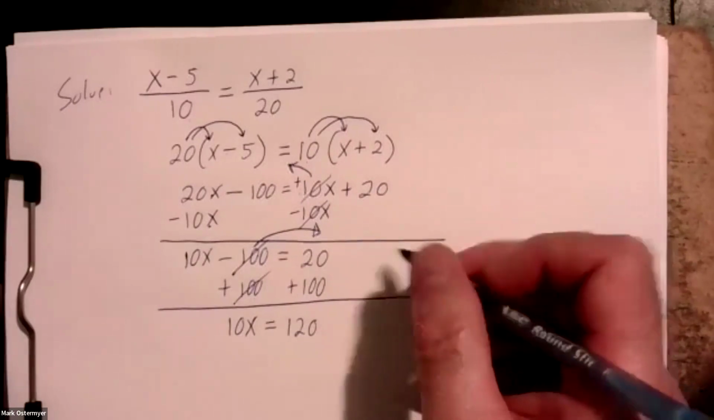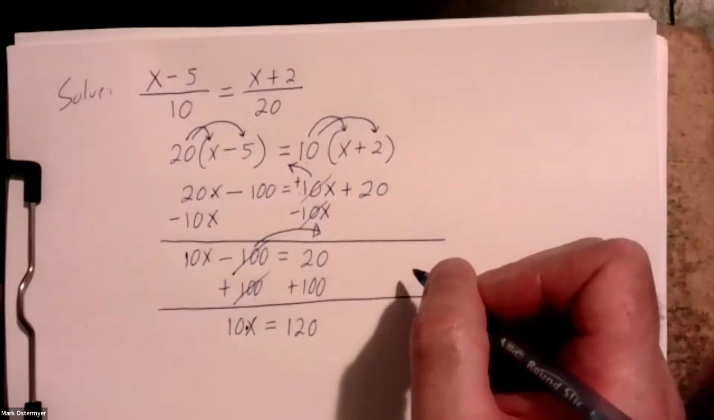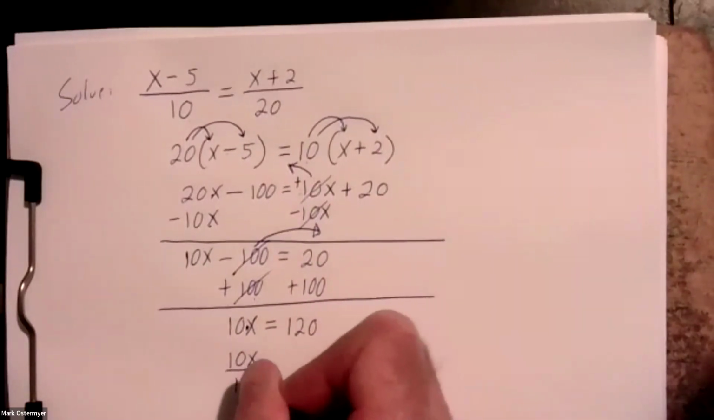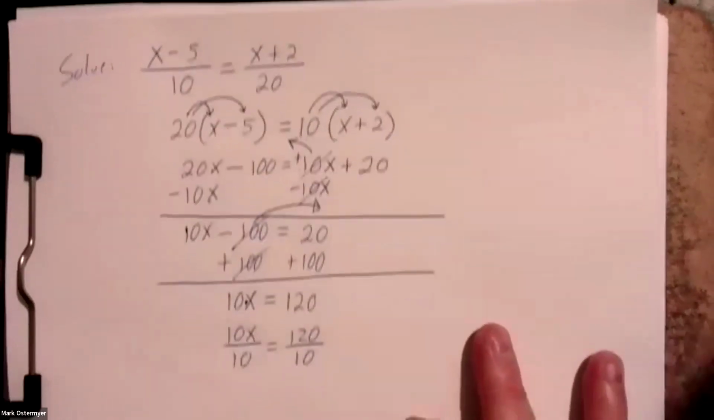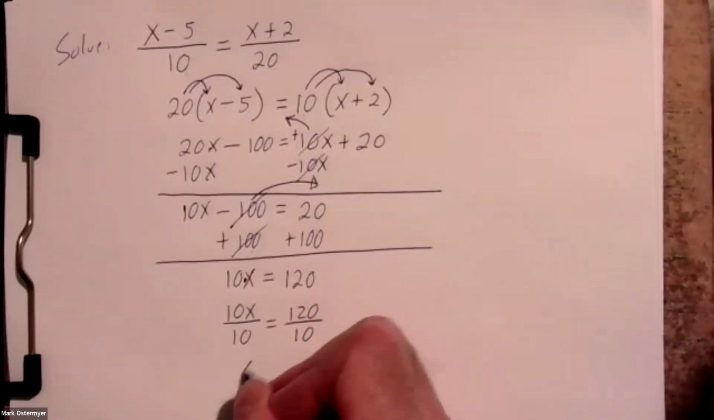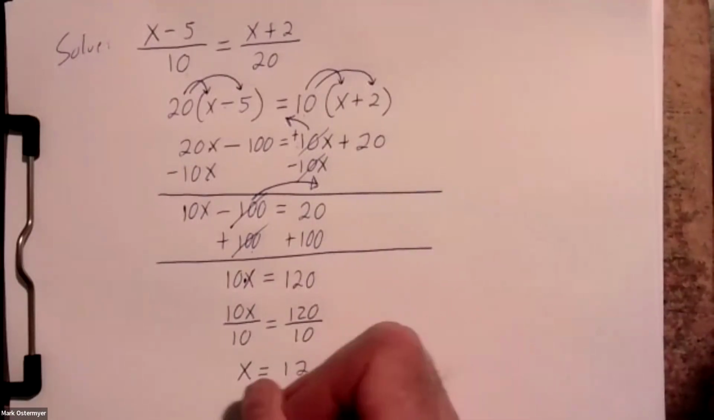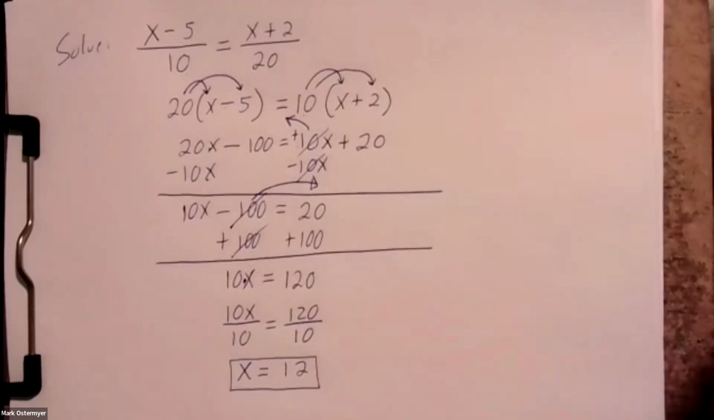Finally, to get x all by itself, we need to get rid of this 10 that's being multiplied by x. And the inverse operation of multiplication is division. So we divide both sides of our equation by 10. 10x divided by 10 reduces down to 1x, or just x. 120 divided by 10 is 12. And ladies and gentlemen, we have our solution. x must be equal to 12. Again, it just so happens we get 12 again for our solution.